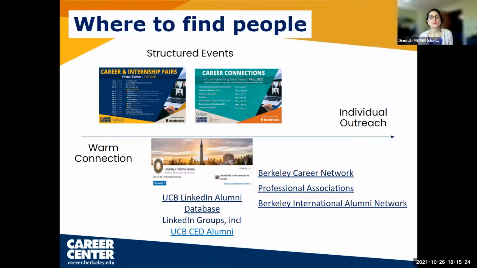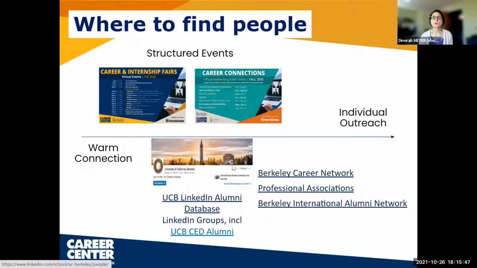So LinkedIn, I'm sure many of you have heard of LinkedIn or have profiles on LinkedIn. I encourage you all to build a profile on LinkedIn, and that's something that counselors can also help you with. And in finding alumni, there are lots of tools that you can use. The alumni database through LinkedIn, the alumni tools, are a really great way to find people.